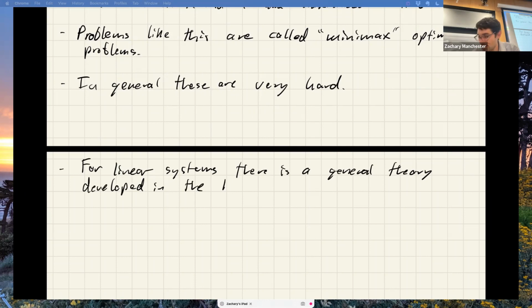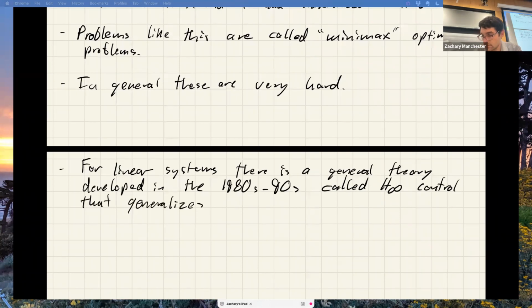This is like state of the art from the 80s, 90s, called H infinity control, that sort of generalizes LQG. And there's a MATLAB toolbox. It's at that level, right? It's understood. There's textbooks on it. There's a toolbox. You just install the MATLAB toolbox and off you go.